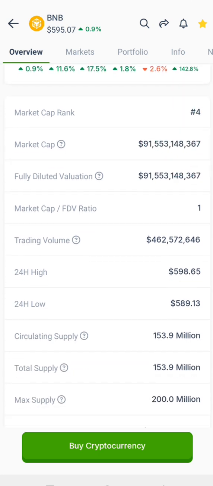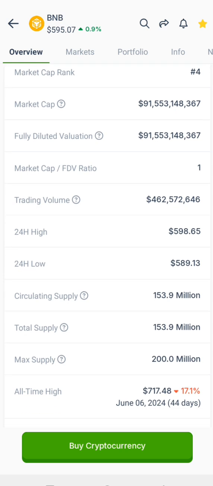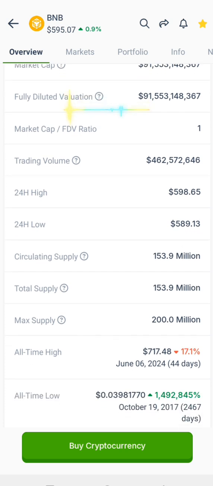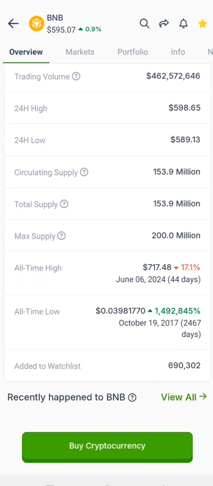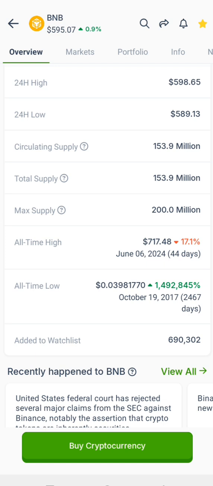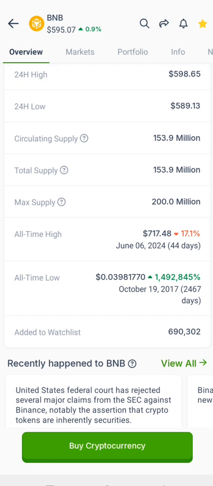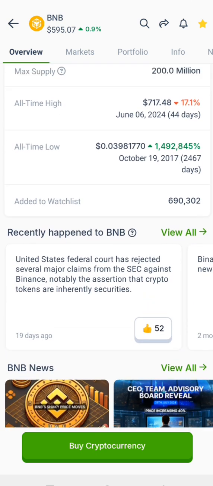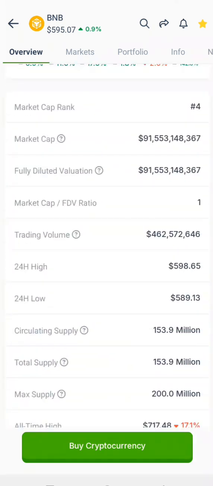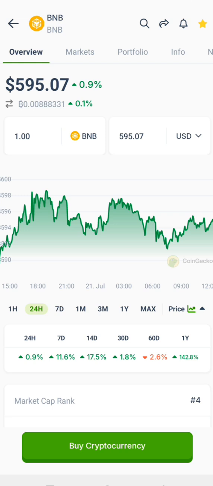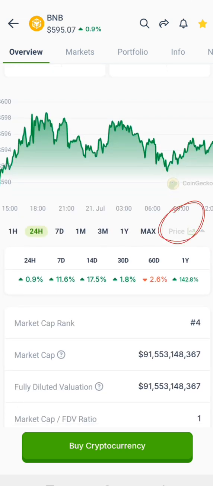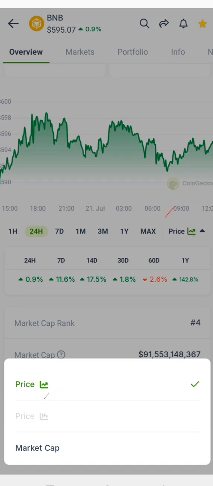Their market cap is 91.5 billion, while their fully diluted valuation is 91.5 billion also. So their market cap FDV ratio is 1. As you can see, their market supply is 200 million. Their total supply is 153.9 million. So this BNB is ranked at number 4 with 91.5 billion.